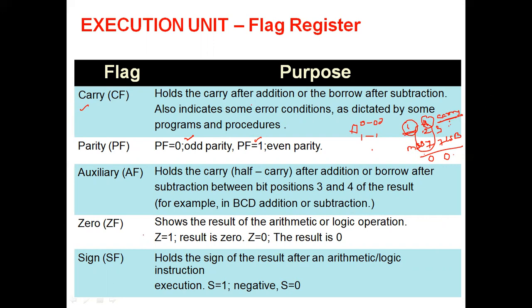Zero flag. If the result of an arithmetic operation is 0, this zero flag is going to be set or reset. If Z is equal to 1, the result is 0. If Z is equal to 0, the result is not 0. Fine. This is how the zero flag works. Sign flag: if S is equal to 1, then it is negative, and if S is equal to 0, then we have a non-negative value. So that is the sign flag.